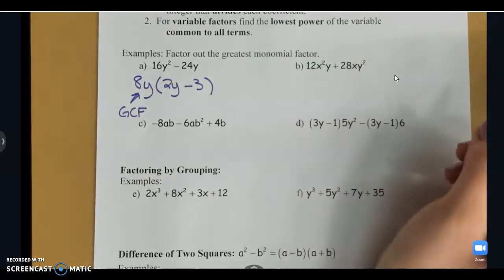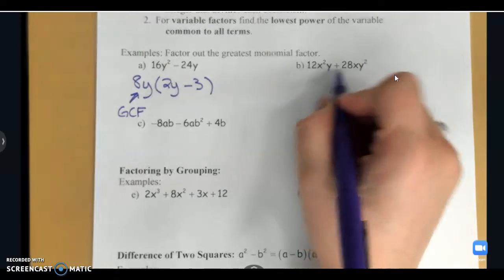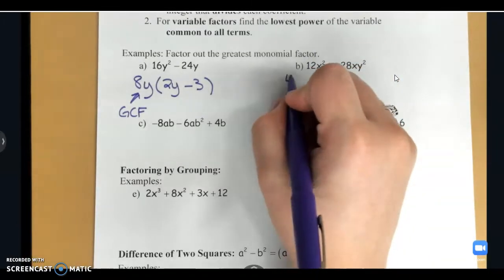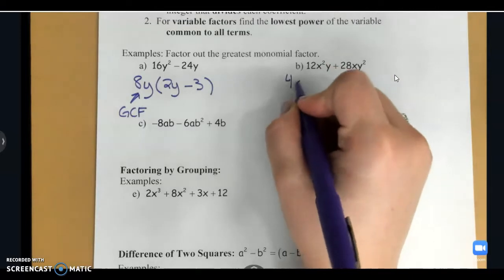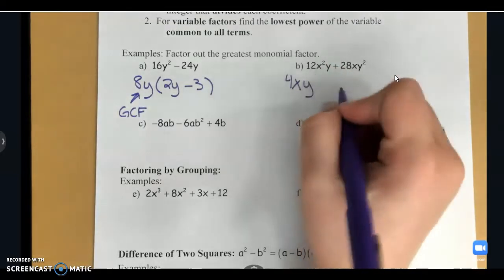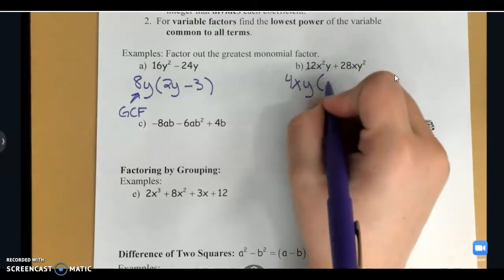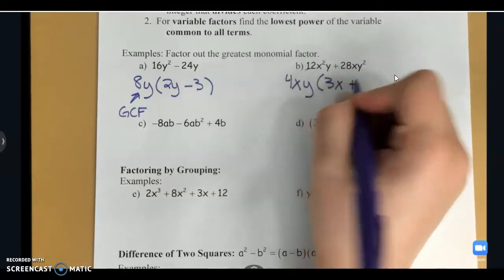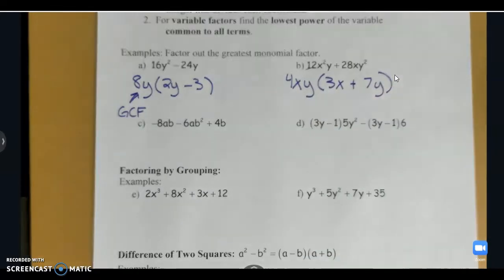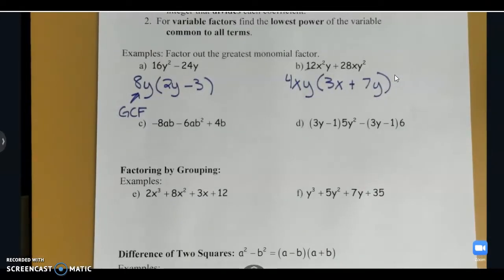Okay. Again, on B, we're going to look for the greatest common factor between 12 and 28, and that is 4. X squared and x is just x. Y and y squared is just a y. So that leaves us here with 3x plus 7y. So in that case, 4xy was our GCF.